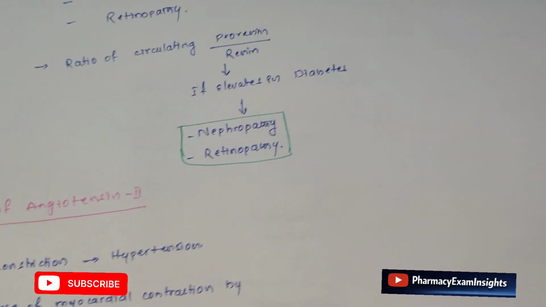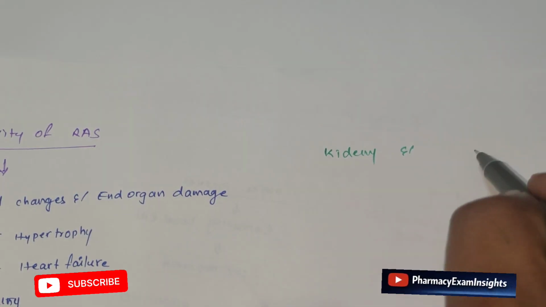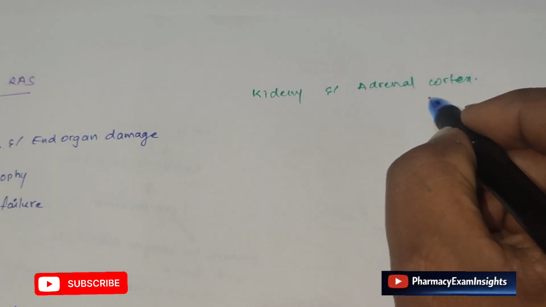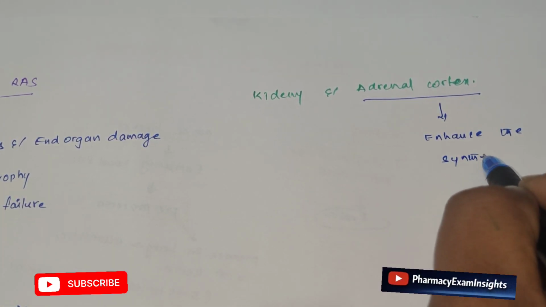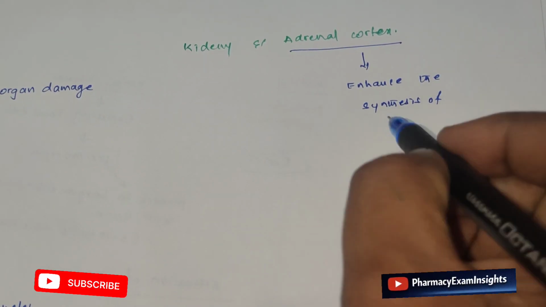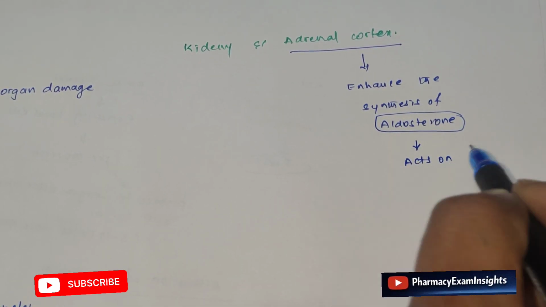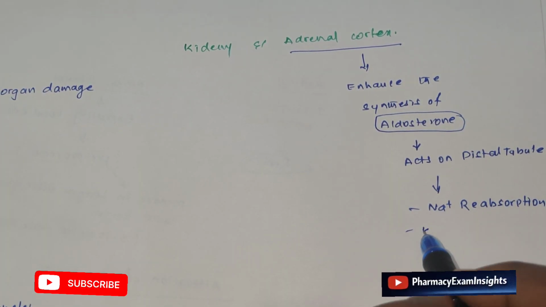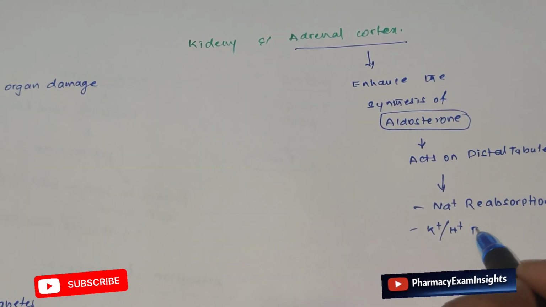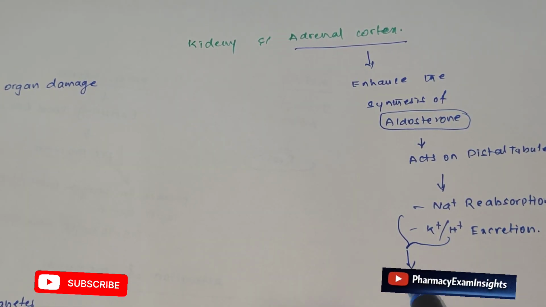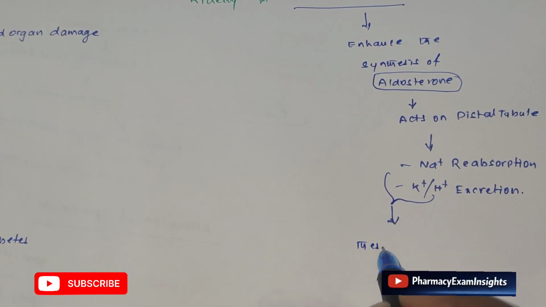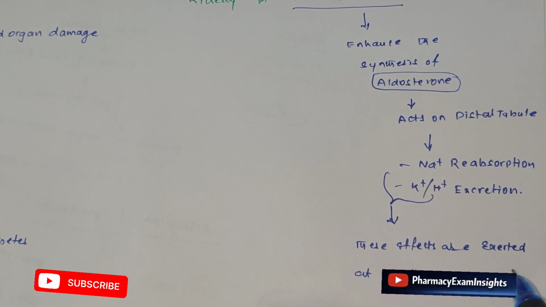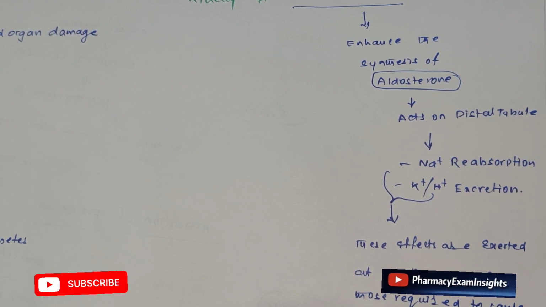And coming to effects on kidney and adrenal cortex. Adrenal cortex enhances the synthesis of aldosterone. This will act on distal tubule, so it leads to sodium ion reabsorption, potassium and hydrogen ions excretion, and these effects are exerted at concentrations lower than those required to cause vasoconstriction.